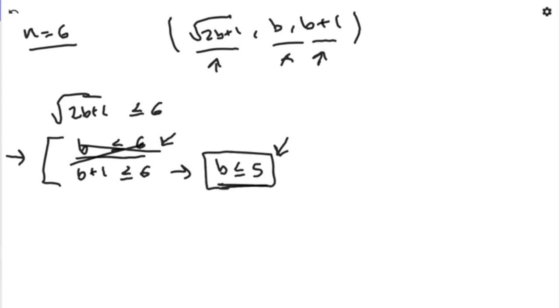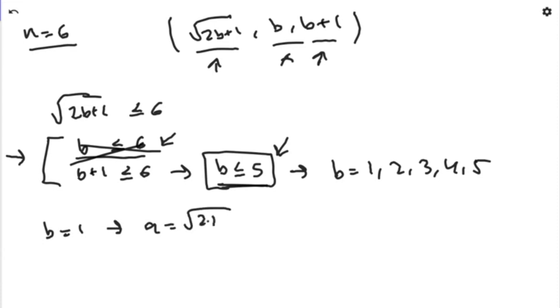So now let's try and plug in some values b less than or equal to 5 and get some values of a. So we know that since b is a positive integer, b can be 1, 2, 3, 4, or 5. Let's plug that in. So b equal to 1, this will lead to a equal to the square root of 2 times 1 plus 1, which is root 3.